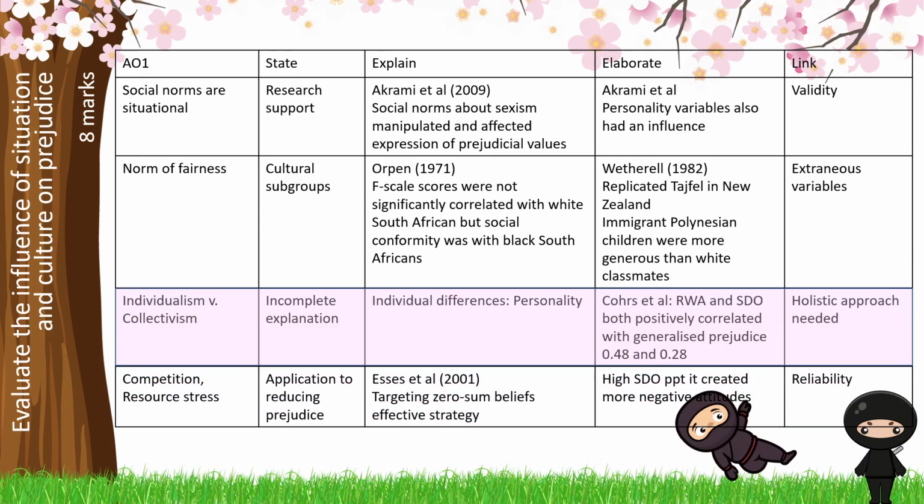Next, we want to move on to discussing individualism versus collectivism. And here what we want to be doing is making sure that we've linked explicitly back to prejudice. When we're talking about our different theory here, we're going to be talking about personality. We need to explain what right-wing authoritarianism and social dominance orientation are. And our mini conclusion is that we need a holistic approach using both or all of these factors in order to explain prejudice.